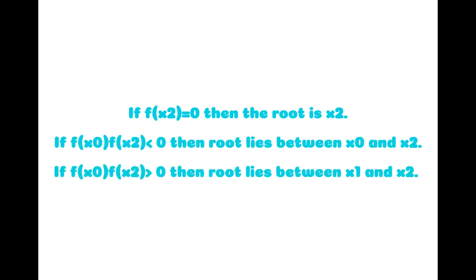The first one: if f of x2 equals 0, then the root is x2. The second one: if f of x0 times f of x2 is less than 0, then the root lies between x0 and x2. The third one: if f of x0 times f of x2 is more than 0, then the root lies between x1 and x2. And then the process is repeated until we find the root within the desired accuracy.